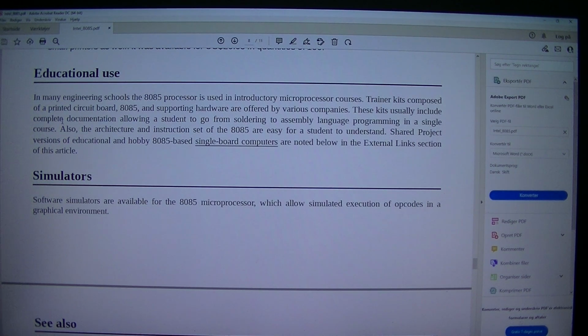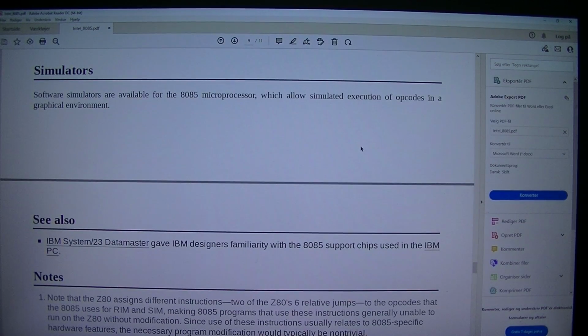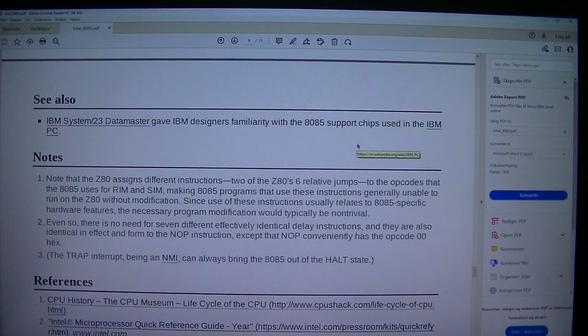Trainer kits composed of a printed circuit board, 8085, and supporting hardware are offered by various companies. These kits usually include complete documentation allowing a student to go from soldering to assembly language programming in a single course. Also, the architecture and instruction set of the 8085 are easy for a student to understand. Shared project versions of educational and hobby 8085 based single-board computers are noted below in the external links section of this article. Simulators. Software simulators are available for the 8085 microprocessor, which allow simulated execution of opcodes in a graphical environment.